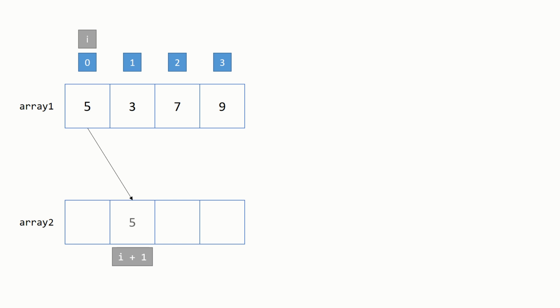Now we'll copy the number 5 to the 1 index in array2. This index could also be labeled as the I plus 1 index. Finally, we'll increment I so that we're ready to copy the next value.